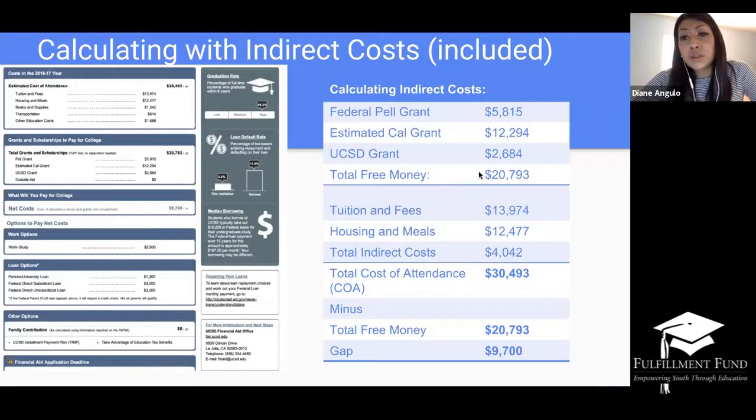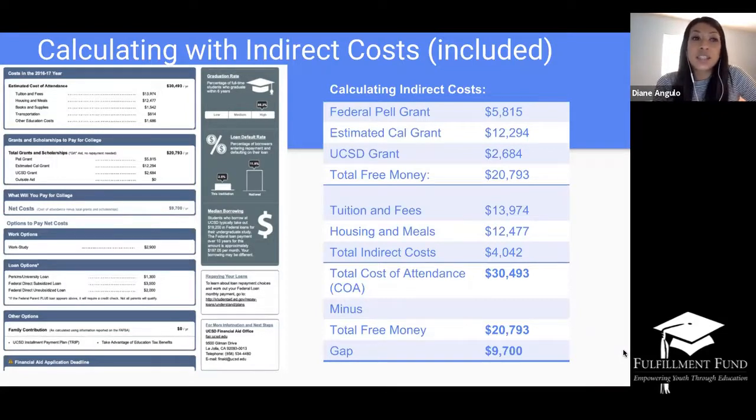You're going to take your tuition and fees, housing and meals, and total indirect costs, which in this case are the books and supplies and the transportation. That's going to equal the total cost of attendance of $30,493. You take the total cost of attendance and subtract the total free money that you're getting, and that leaves you with a gap of $9,700. I know the gap is big at this point, but keep in mind that this is what we're calculating with indirect costs.